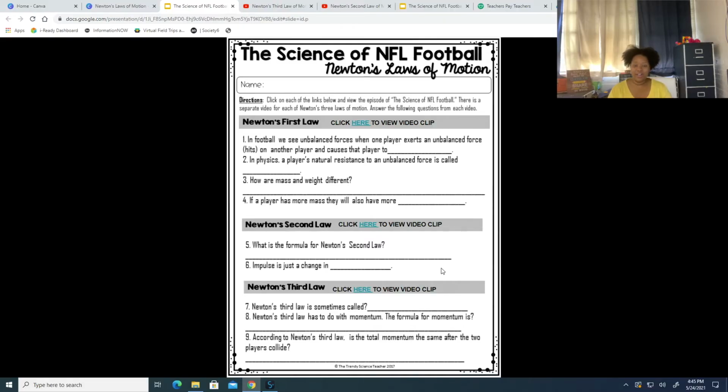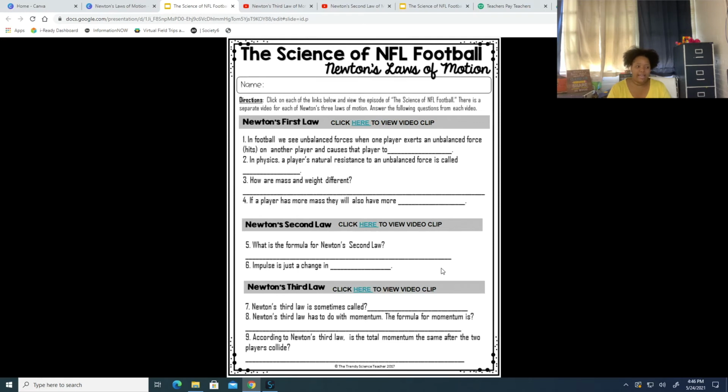Okay, we've watched our third and final video on Newton's third law of motion. So question number 7 asks us, what is Newton's third law sometimes called? And it is sometimes called the action and reaction law. Remember, it said for every action there is an equal and opposite reaction.